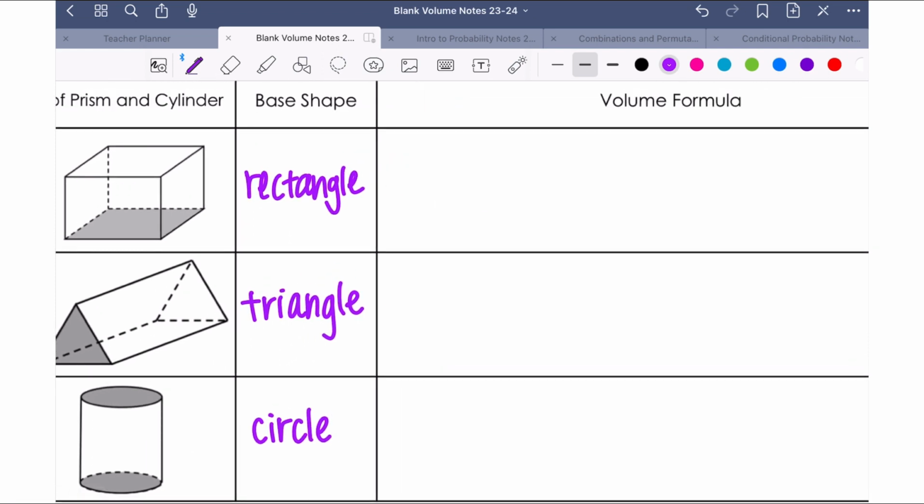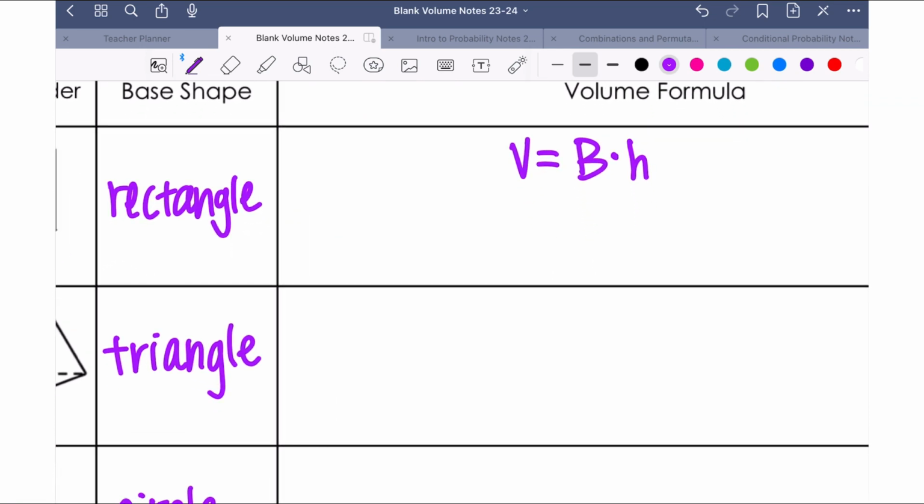Okay, and so let's get started with the formulas. For a prism, volume is equal to the area of your base times the height of your prism. The area of your base times the height of the prism. It's the same for the triangle. The only thing that is different is the bases are not the same. One's a rectangle and one's a triangle.